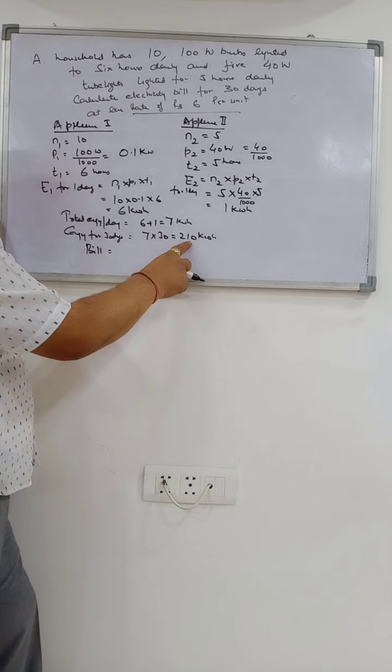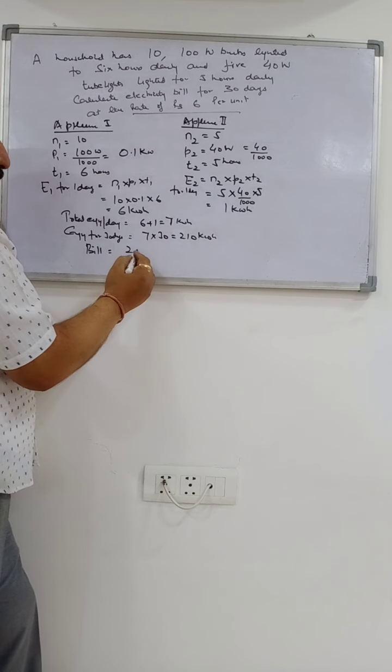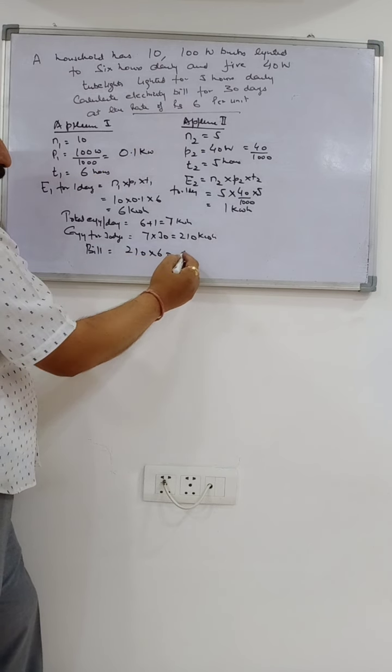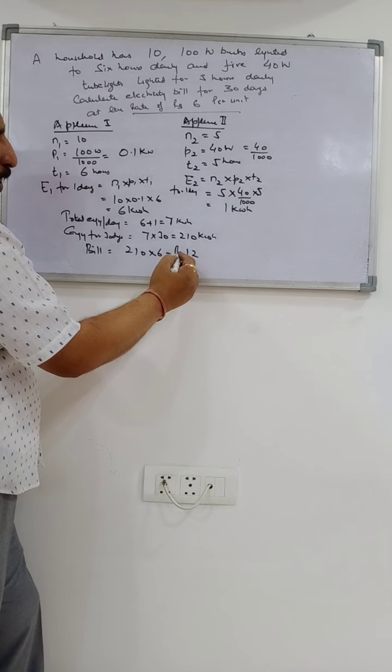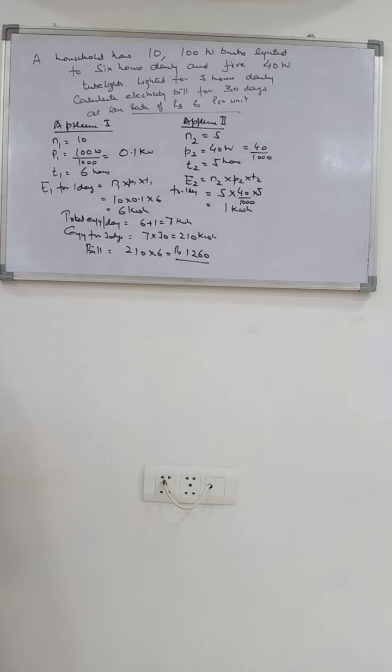Bill is equal to, per kilowatt hour का रेट है बेटा ₹6. 210 into 6 is equal to ₹1260. ₹1260 will be the bill.